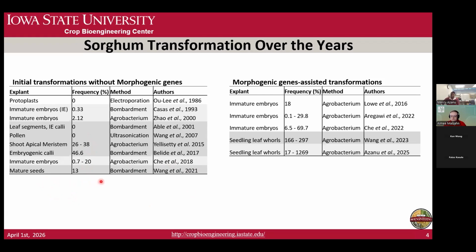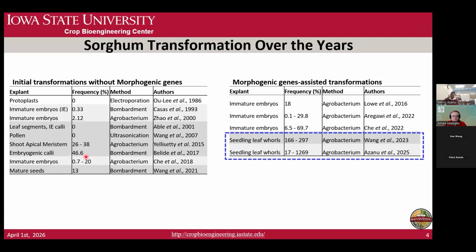But all these protocols were done without the need of any morphogenic transcription factors. Now, in recent times, from as far back as 2016, there was a first report of the use of morphogenic transcription factors to aid sorghum transformation. And most of those early reports were done as well using immature embryos. But in recent years, in 2023, and then last year as well from our lab, we report the use of the seedling leaf whorl explants.